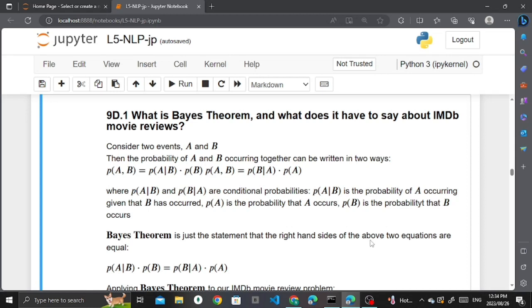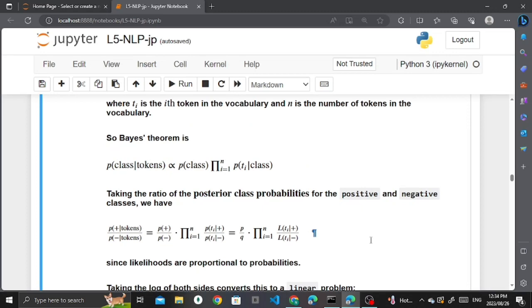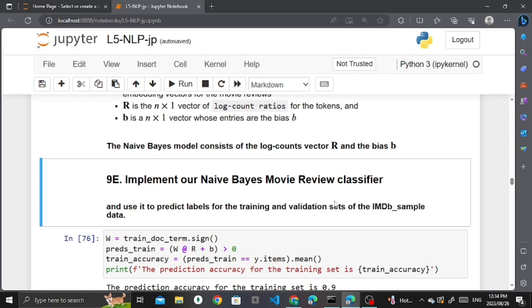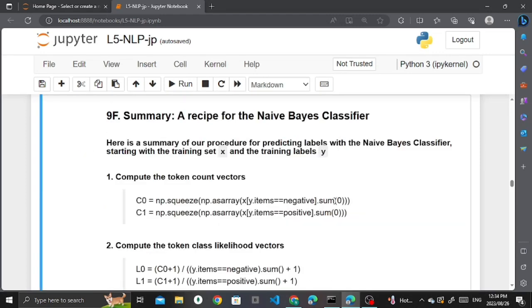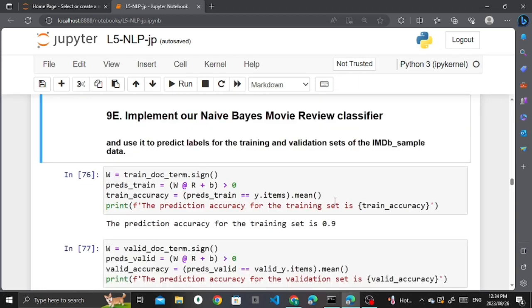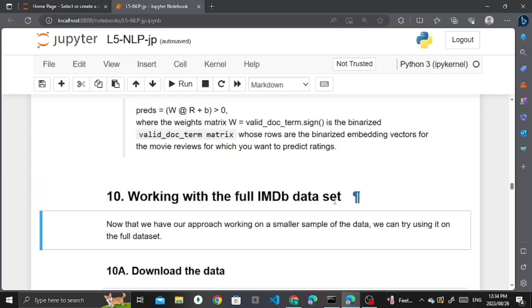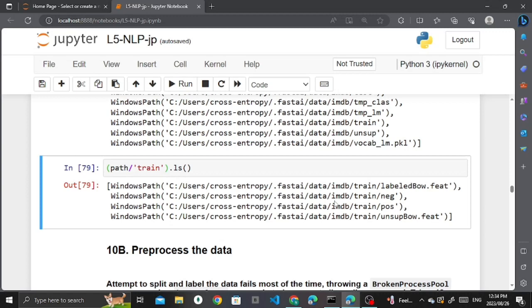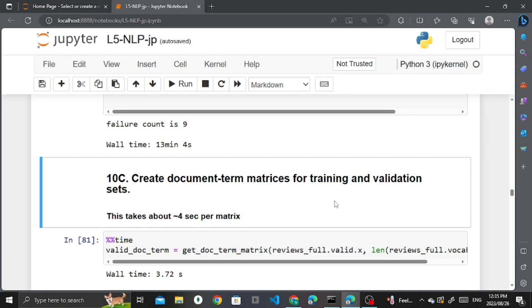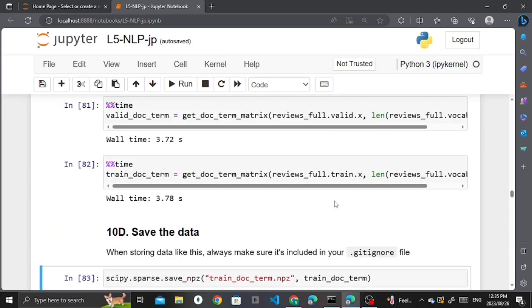Now it's again the implementation of the movie review classifier. You can see here. You can check it out and let me just overview the steps of it. Okay, so this is the actual thing. First we will download the data. Then we will pre-process the data, removing all the noise and unnecessary data. Pre-processing is about removing all the unwanted stuff to gain valuable information to proceed in our work with the dataset. Then we will create document term matrices for training and validation sets. After that, we will save the data, and that's all for today.